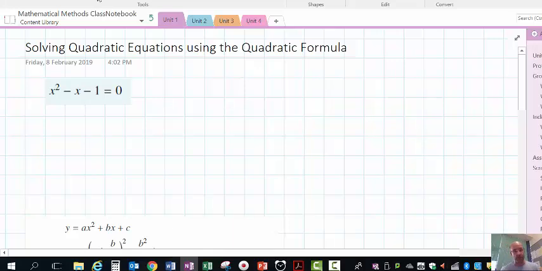We're looking at solving quadratic equations using another method apart from factorization. This one involves what's called the quadratic formula, and we've got here a quadratic, it's a monic, and we've got a equal to 1, hence the name monic. Let's see if we can factorize this one and solve it like we saw previously.